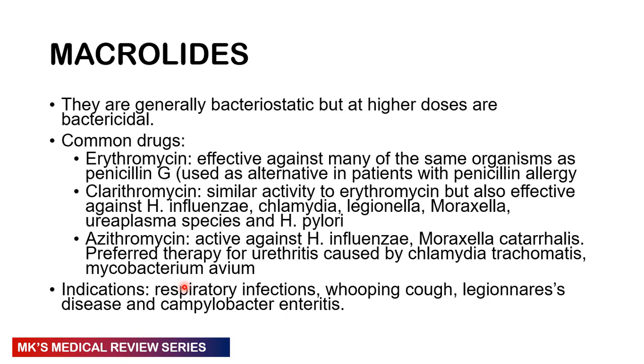Clarithromycin has similar activity to erythromycin, but is also effective against Haemophilus influenzae, chlamydia, legionella, moraxella, and even ureaplasma species and H. pylori. So it's used also for eradication of H. pylori. Azithromycin is effective against Haemophilus influenzae, Moraxella catarrhalis, and it's the preferred treatment of urethritis caused by Chlamydia trachomatis and Mycobacterium avium. So indications include things like respiratory infections, whooping cough, Legionnaire's disease, as well as Campylobacter enteritis.